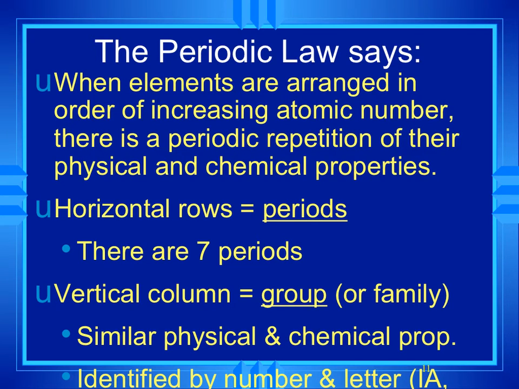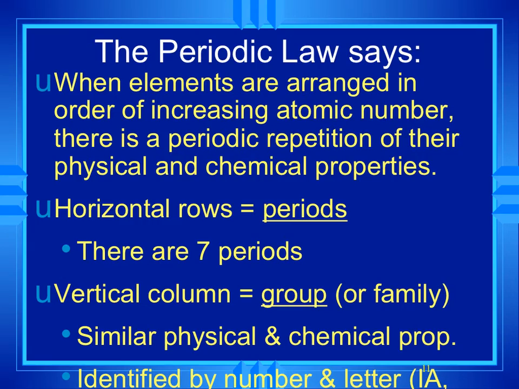When we describe the arrangement of the periodic table, we say that it follows the periodic law. This says that when the elements are arranged in order of increasing atomic number, there's a periodic repetition of their physical and chemical properties. So like we said, the horizontal rows are called periods, and there are 7 periods on our periodic table, and the vertical columns are called groups. Sometimes we'll refer to them as families.